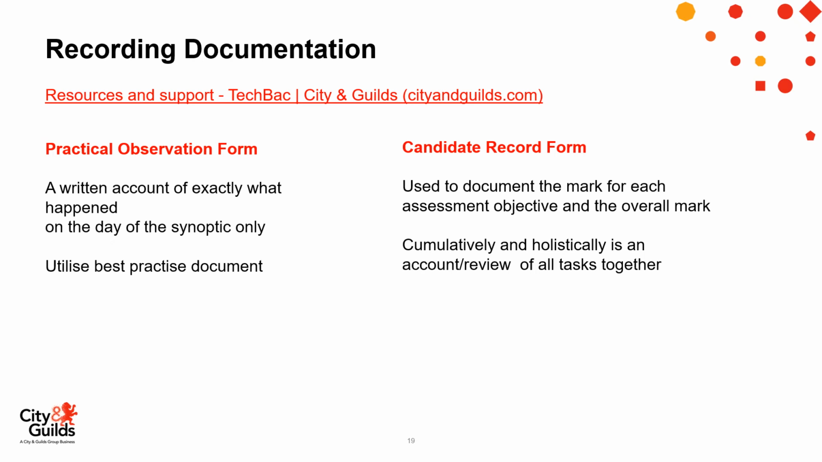The practical observation form must be completed whilst the synoptic is being observed. It is solely an account of this process taking place. The candidate record form is where you justify the marks you are awarding. So this is an account of the whole synoptic and needs to be agreed by all parties who may have been involved in the marking.